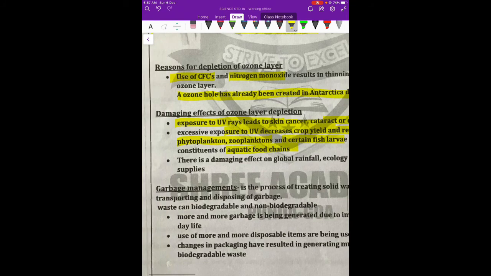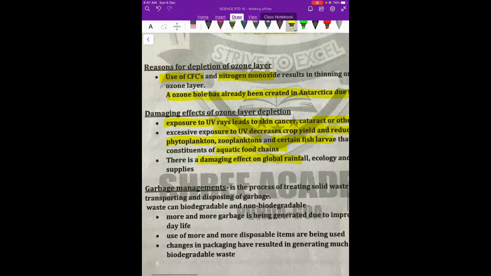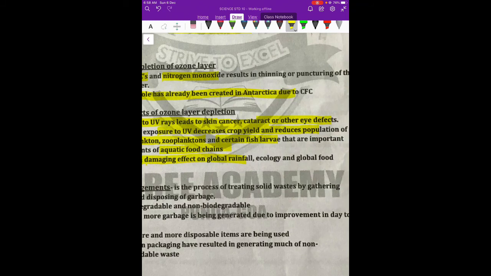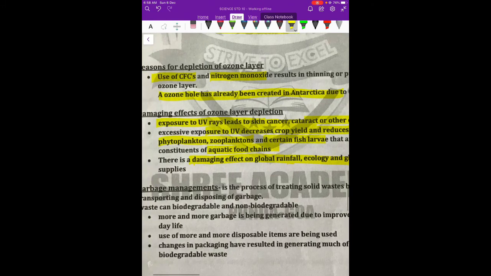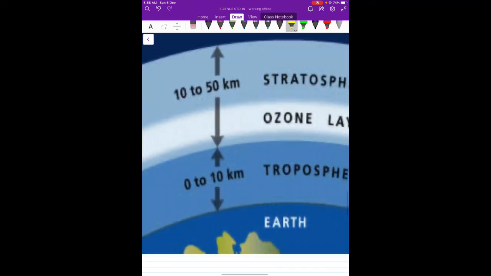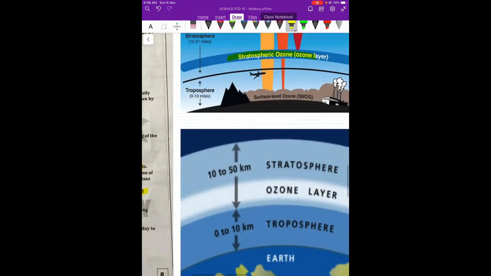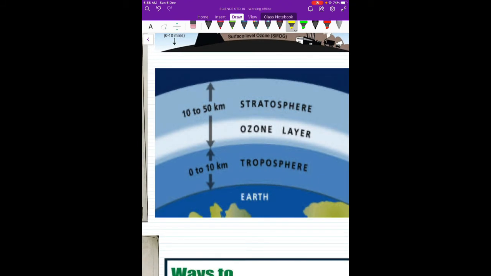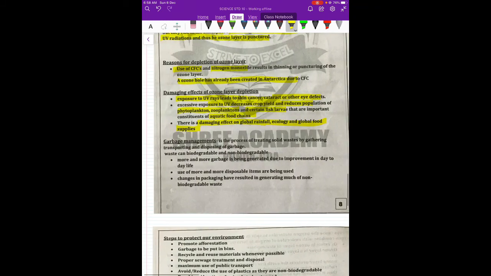Third thing is, because of all this, there is a damaging effect on global rainfall. It means the whole balance of nature is disturbed. Food production is disturbed, ecology is disturbed, even natural phenomena like tsunamis, volcanoes, and earthquakes, then global warming, all these result from all this. So this is what we can see here. This layer is actually protecting us. So this is the troposphere, this is the stratosphere. So this ozone layer is actually very beneficial to us.